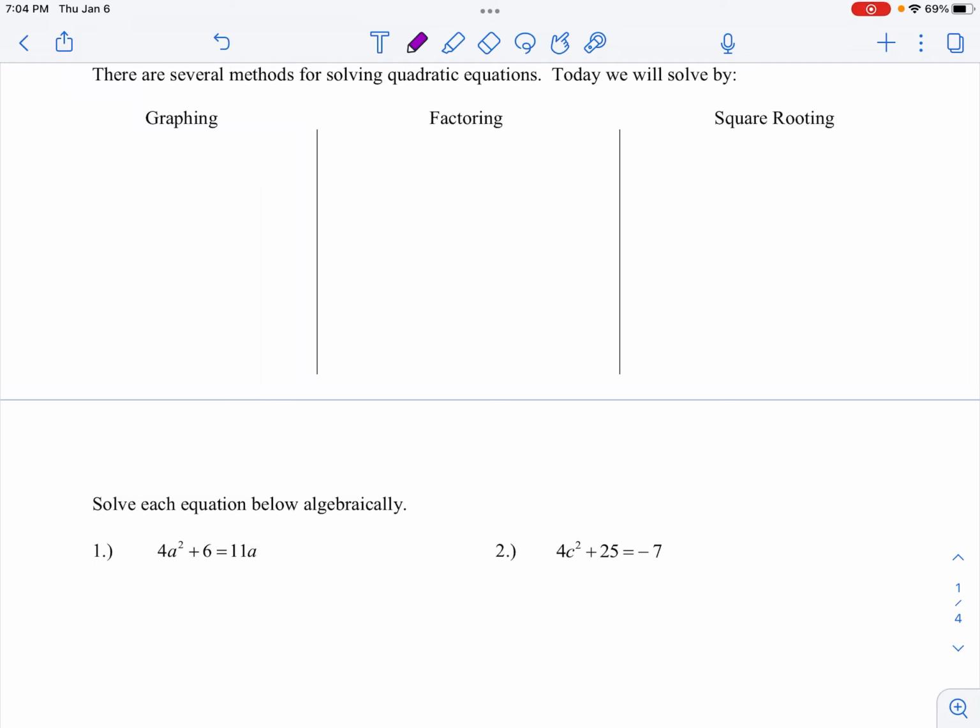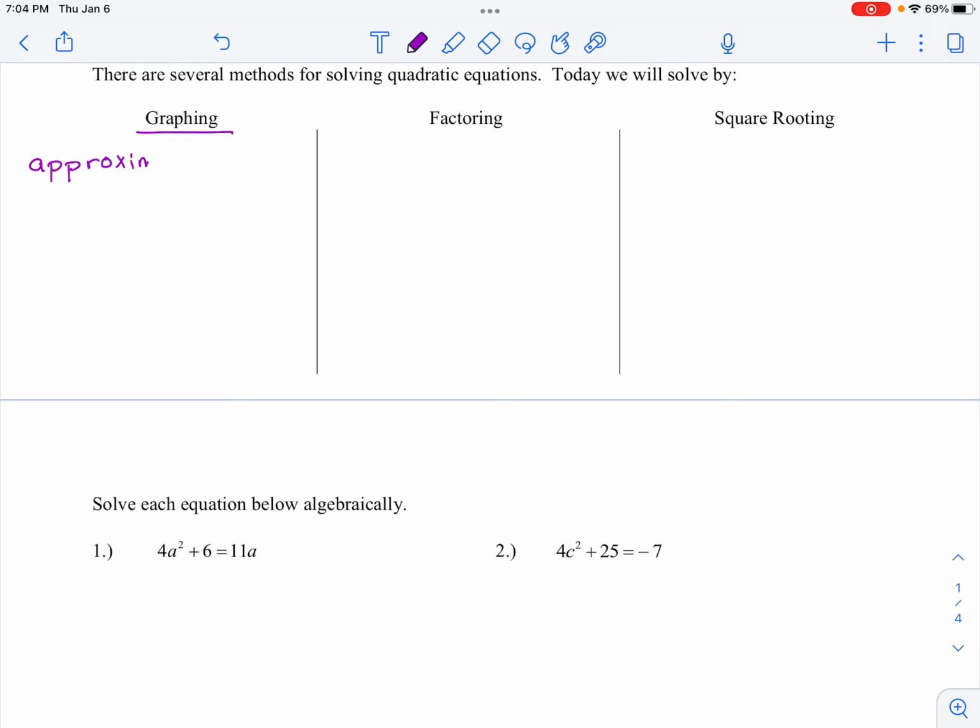The next thing we need to talk about is what are the different methods that we're going to use to solve quadratic equations. Now, graphing is actually kind of our least reliable. It only gives us approximate solutions. So let's talk about graphing first. So graphing is approximating solutions rather than solving for them.